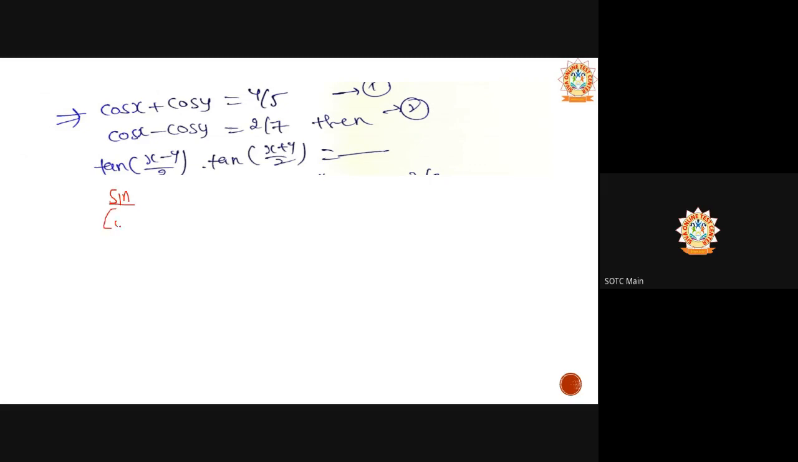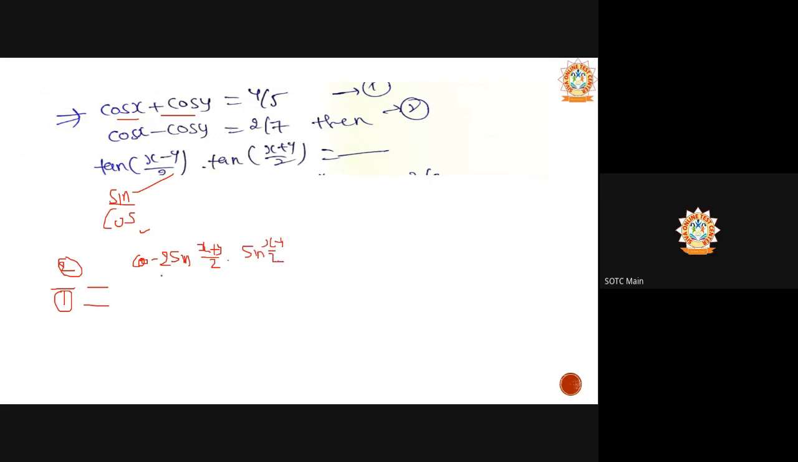Sin by cos. So in the numerator we need sin to come, and in the denominator we need cos to come. When we add two cos terms, cos comes, so this equation needs to be in the denominator. When we subtract two cos terms, sin comes, so equation 2 needs to be in the numerator. Now try to solve equation 2. Cos x minus cos y will become minus 2 sin of x plus y by 2 into sin of x minus y by 2.